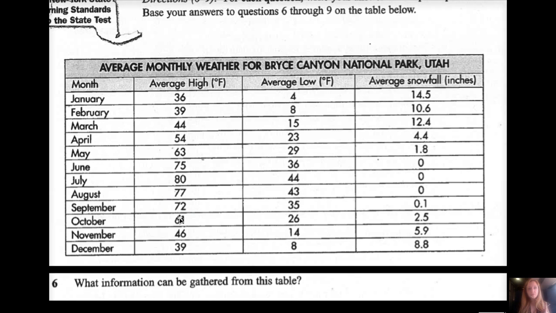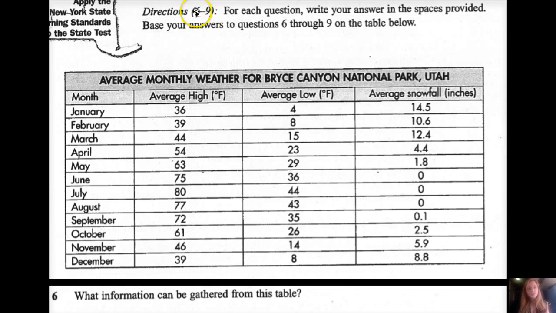All right, so here's our next set. Questions 6 through 9. For each question, write your answers on the spaces provided. Base your answers on 6 through 9 on the table below. When I look at this table, at first I was like, oh my god, I was a little overwhelmed. There's a lot of information here.